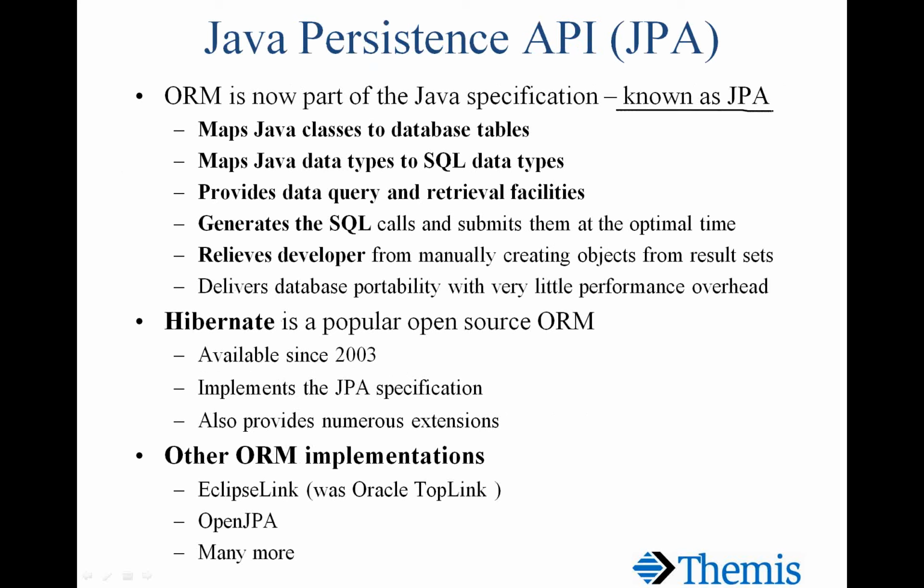Now today, JPA, Java Persistence API, is part of the Java specification, and it supports all the kinds of things that we just talked about. Among the tools that implement this are the ever-popular Hibernate, EclipseLink, OpenJPA. There are a number of others that support this object relational mapping capability to simplify your database programming.